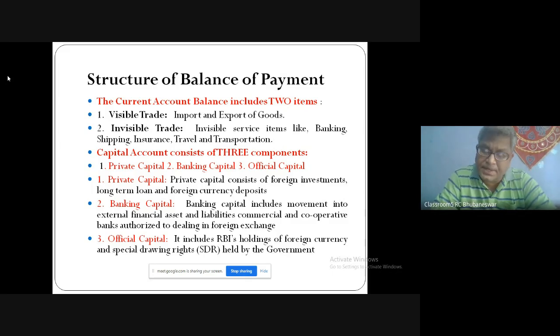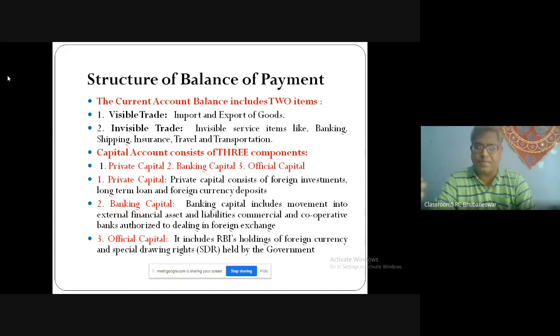But in a capital account, there are three components: private capital, banking capital, and official capital. If you talk about private capital, that is foreign investment or foreign deposits for long-term loans. That is called private capital. It means borrowing. Borrowed funds are to be covered under private capital also.